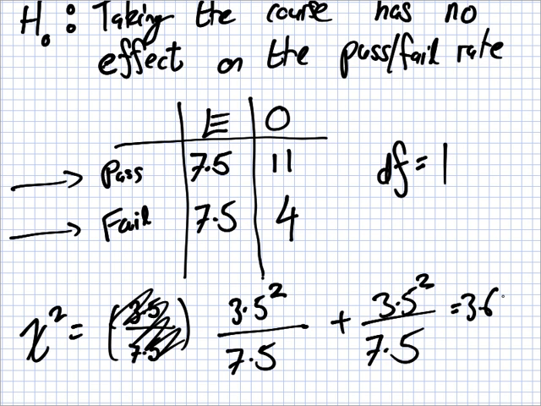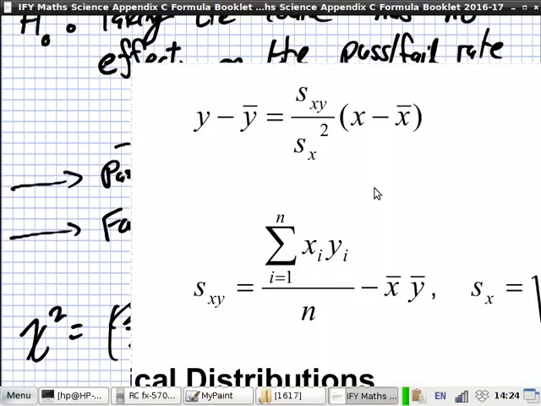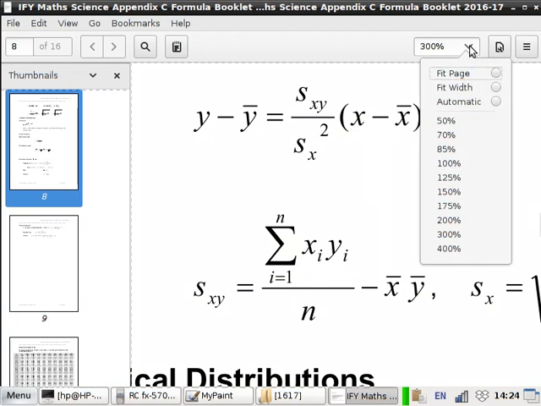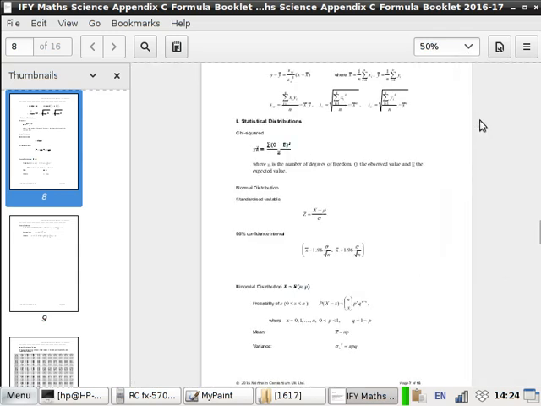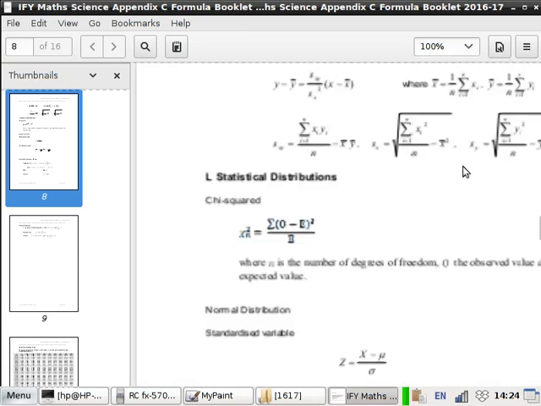$3.66? 3.27 then. 3.27? Okay. Let us see if this is too big or too small. So, to our formula book. Now, actually, just, let's see. Come on. Stuck. Look. Yeah. I was worried that it wasn't in the formula book. I'm sorry. Here it is here.